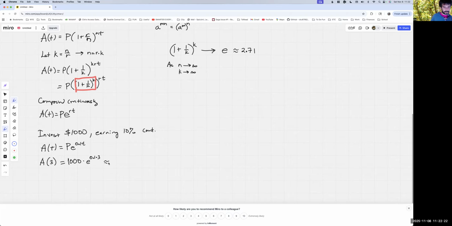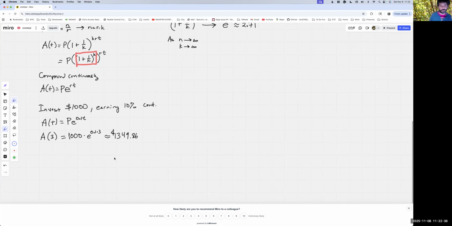And I got $1349.86. Okay. And this would hold if this kind of growth is a good model for lots of things. So for instance, I could redo this problem and say a scientist has 1,000 bacteria with a growth rate of 10%. How many are there after 3 years?